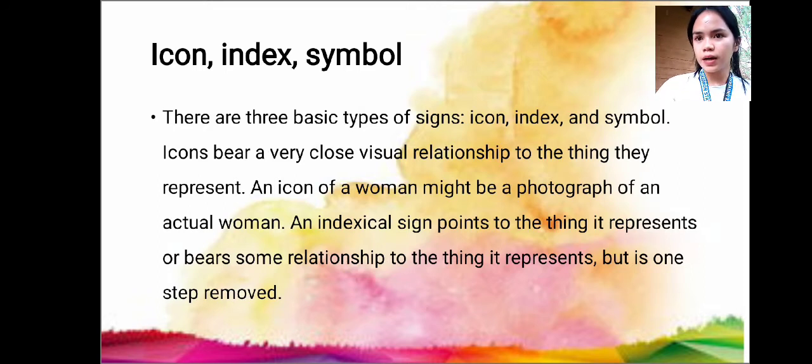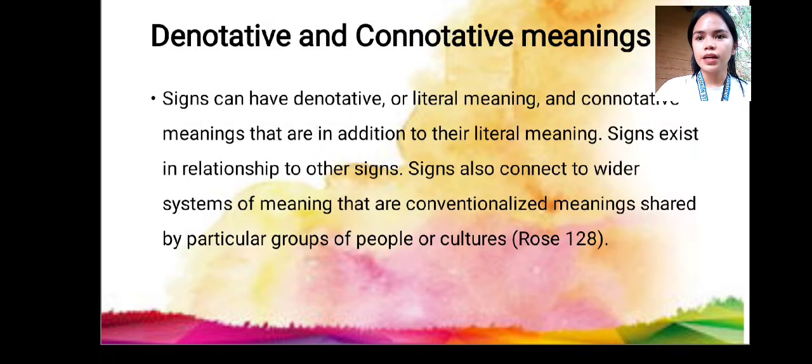So the last one is the denotative and connotative meanings. Signs can have denotative or literal meaning and connotative meanings that are in addition to their literal meaning. Signs exist in relationship to other signs. Signs also connect to wider systems of meaning that are conventionalized meanings shared by particular groups of people or culture.